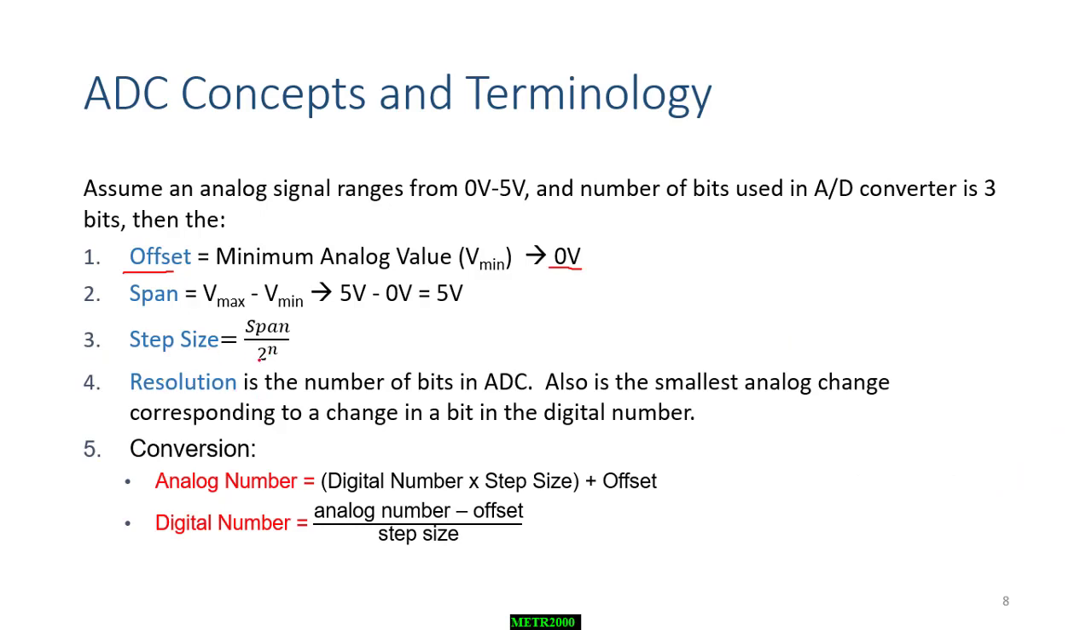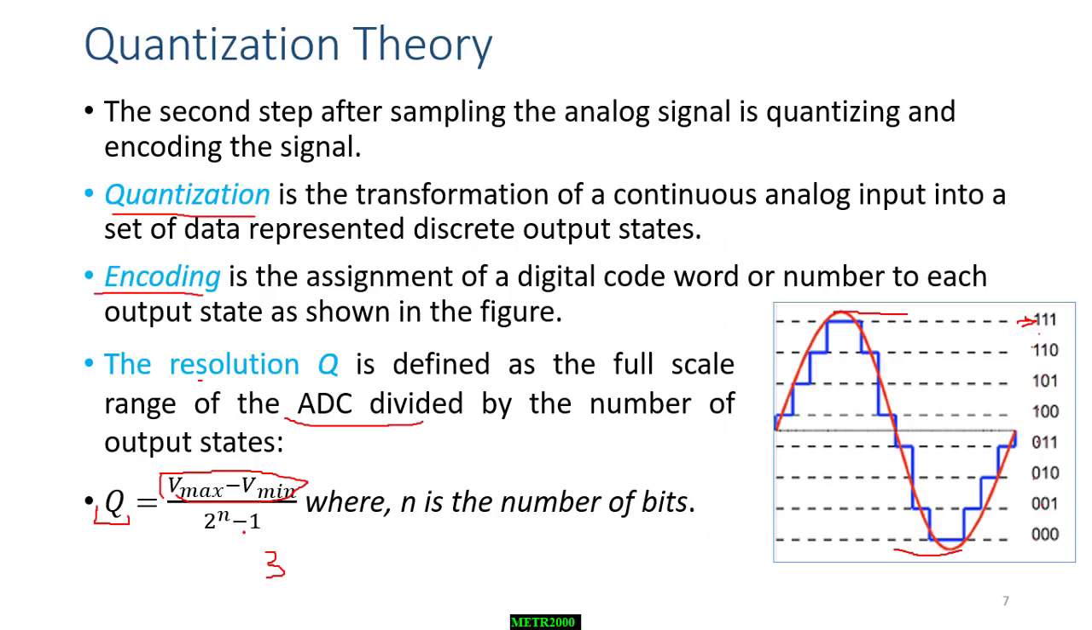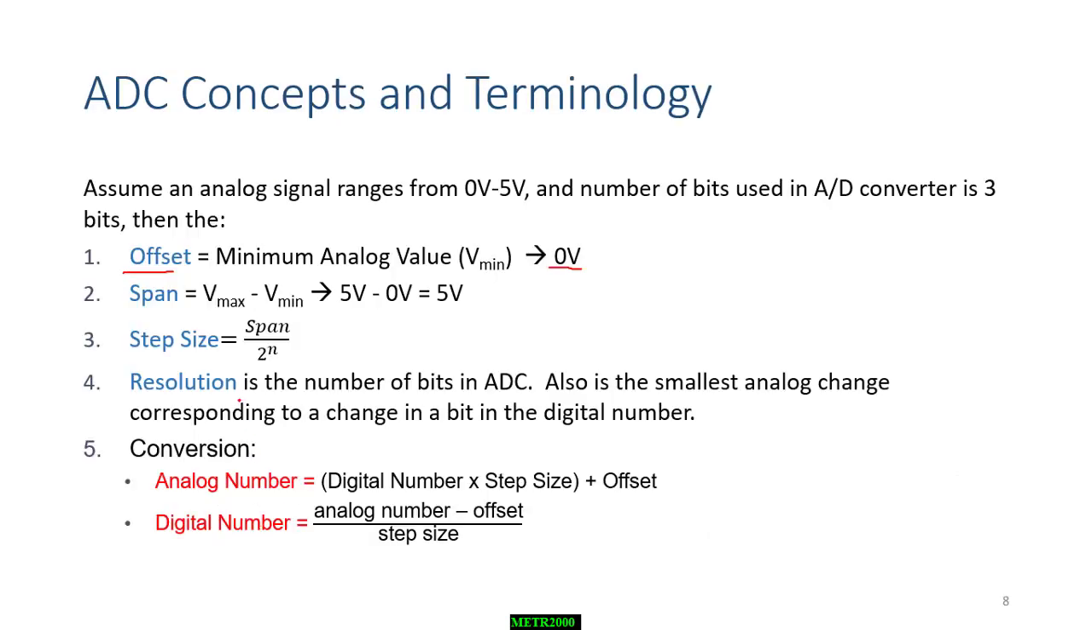So step size is span over 2 to the power n. Here it is 2 to the power n minus 1. Remember the difference. Resolution is the number of bits in the analog to digital converter, and also the smallest analog value that can be changed.